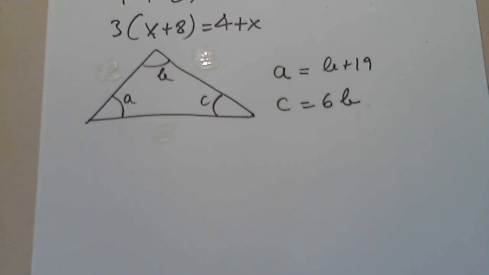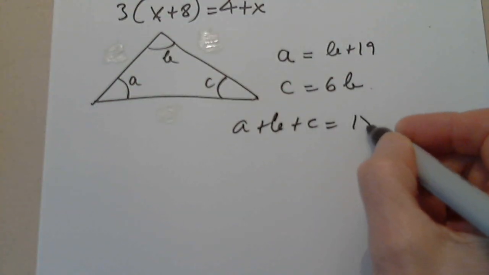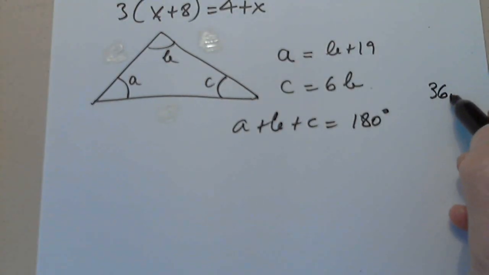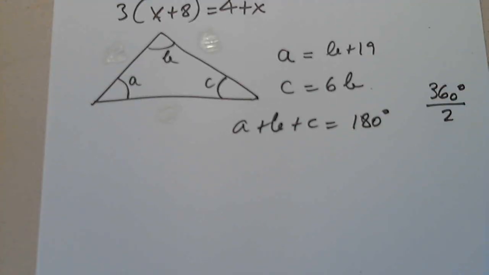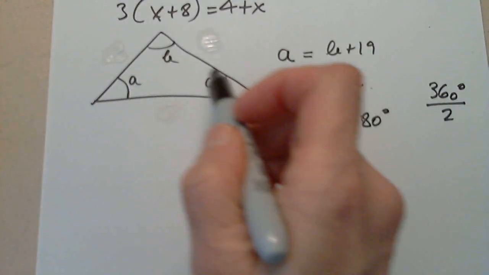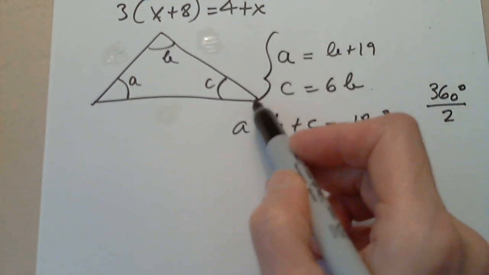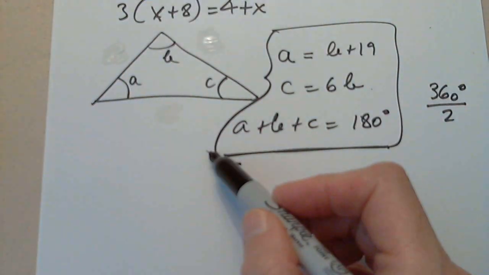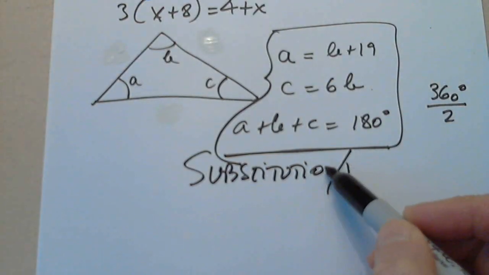Also, what we know in any triangle is that the sum of the angles is 180 degrees. Always, half a circle. A circle is 360 degrees, and 360 divided by 2 is the sum of the angles. In any triangle, the sum of the angles equals 180. Good. So now we have this so-called system of equations. We will use substitution, or replacement.